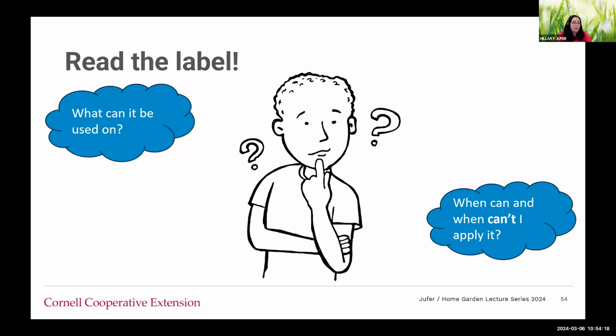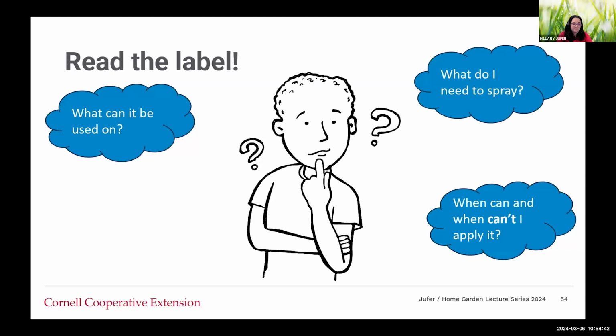When can and when can't I apply it? Some anti-desiccants dry more slowly during afternoons and evenings, causing the film ingredients to separate. So you have to think about when you should apply it. If they separate, it could cause poor protection or a white frosty film, which a lot of times people think is aesthetically not pleasing. What do I need to spray?